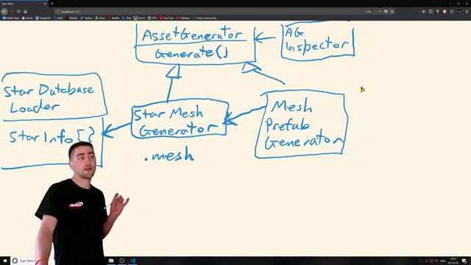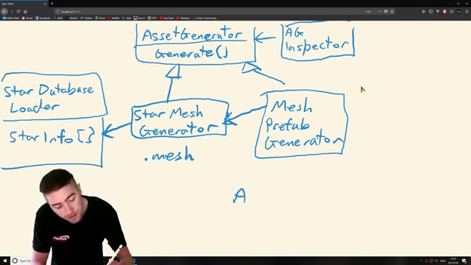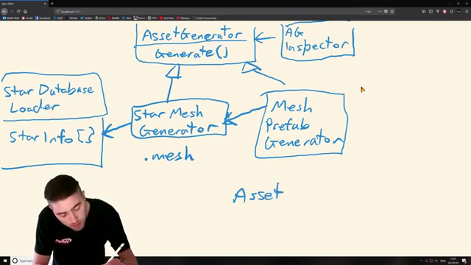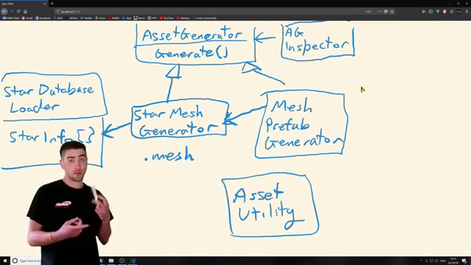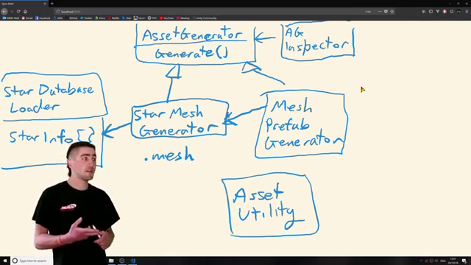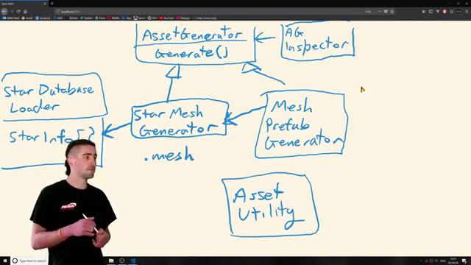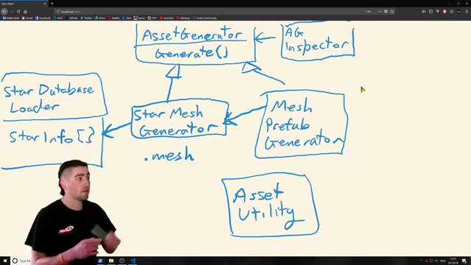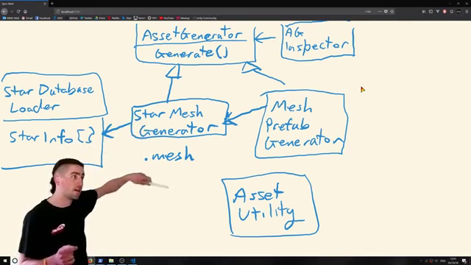Now we will also need to create an asset utility class. Asset utility. That's going to help us to delete assets, to save assets, and just do a few little functions with assets. All right, so next up we're going to create this star mesh generator and create our meshes.